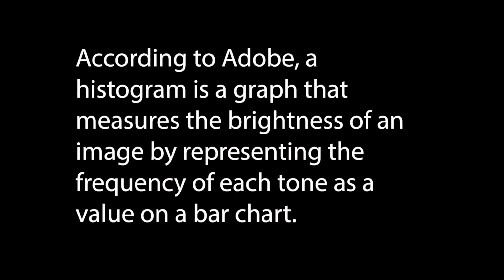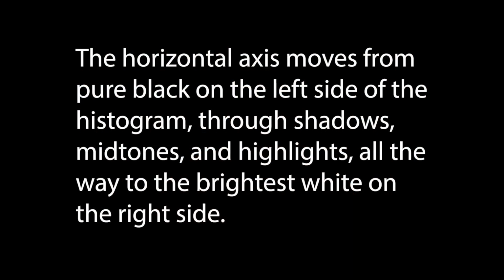According to Adobe, a histogram is a graph that measures the brightness of an image by representing the frequency of each tone as a value on a bar chart. The horizontal axis moves from pure black on the left side of the histogram through shadows, midtones, and highlights all the way to the brightest white, which is on the right side. And this is correct, but let me explain it differently.